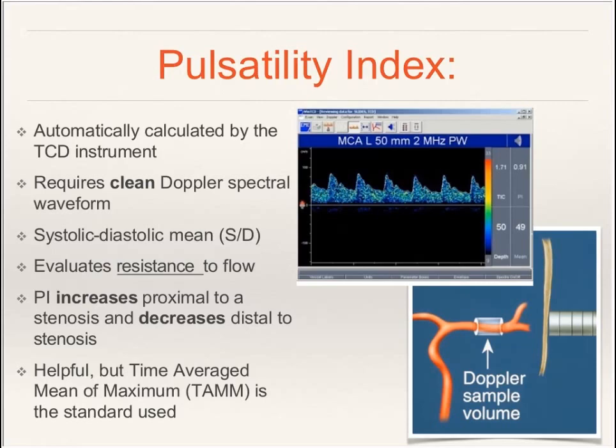So the pulsatility index increases proximal to a stenosis and decreases distal to a stenosis. And while it is helpful, again, we still use the time average mean of the maximum in order to be able to make our calculations.